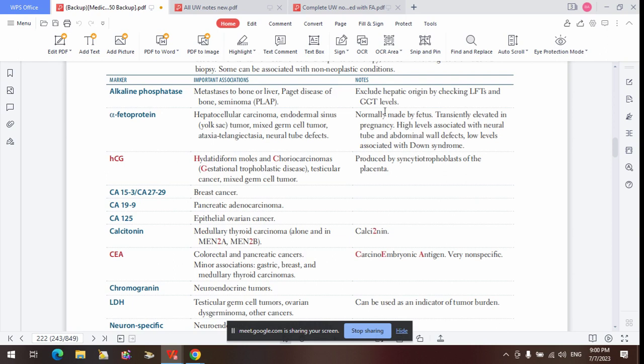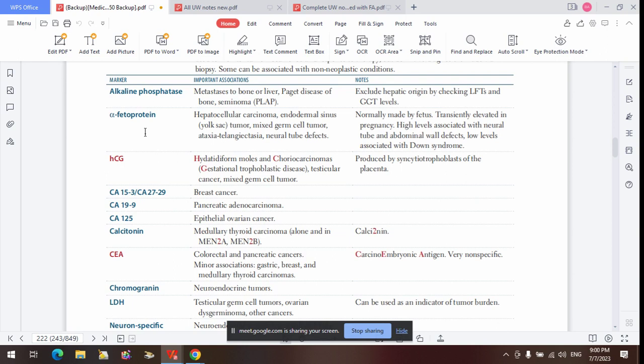Is it coming from the placenta, maybe from a seminoma, or is it coming from the bone? Is that Paget disease or a bone metastasis? Alpha fetoprotein is another marker that we check for. Alpha fetoprotein is a protein that is produced from the yolk sac and the liver. So it makes sense for someone that has a hepatocellular carcinoma to have elevated AFP. And it also makes sense for someone that has a yolk sac tumor.